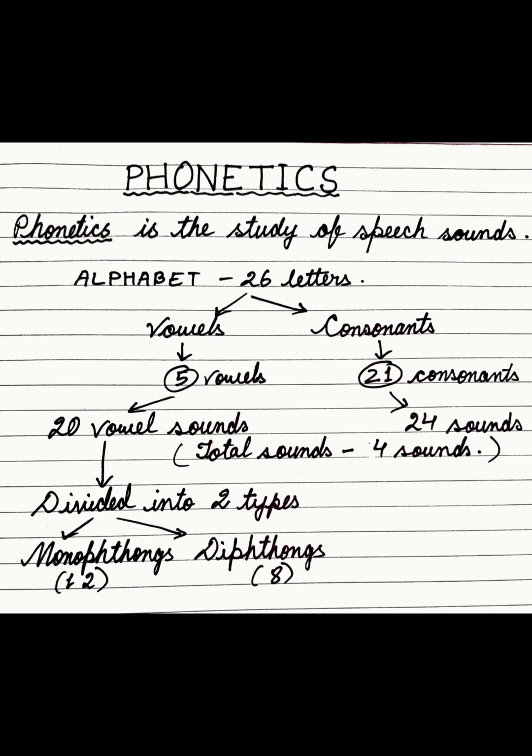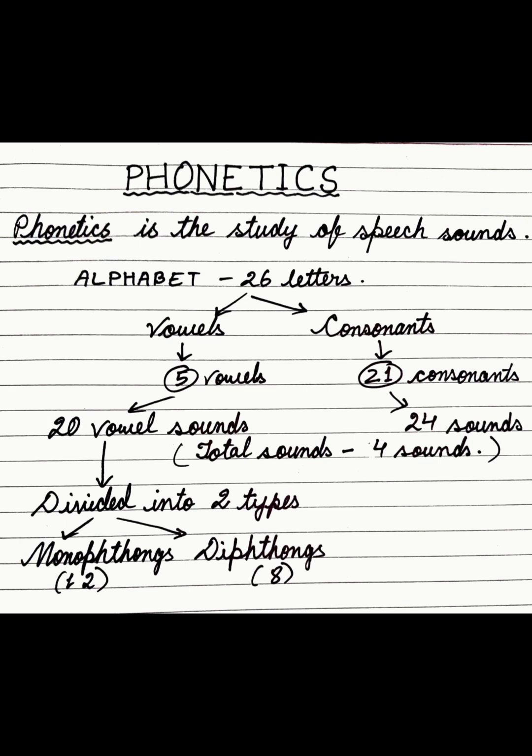Now come to consonants. In consonants, there are 21 letters. Out of the 26 letters of the English alphabet, there are 21 consonant letters. But these 21 consonant letters represent 24 consonant sounds. This is another important point to remember. 21 consonant letters, but 24 consonant sounds.